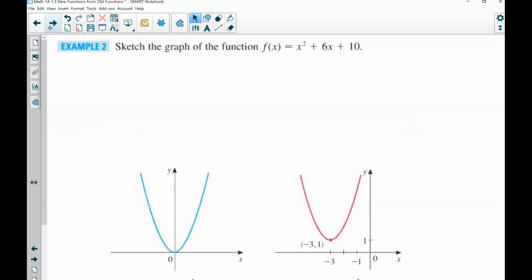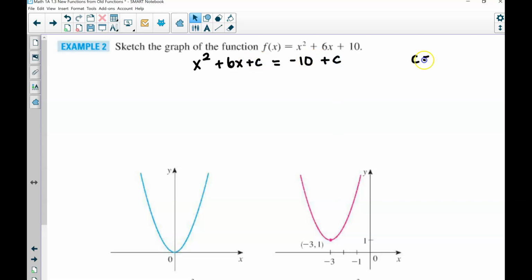Okay, now in example number 2, we want to be able to sketch the graph of this following function. In order to sketch the graph of the function, the best way to do this is probably to complete the square. So if you want to take a quick review of how to complete the square, we know that we have the function x squared plus 6x, and what we would do is subtract 10 from both sides. And then by completing the square, we would add c to both sides.